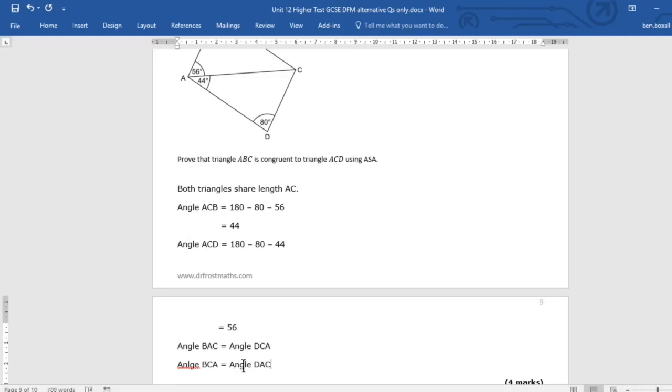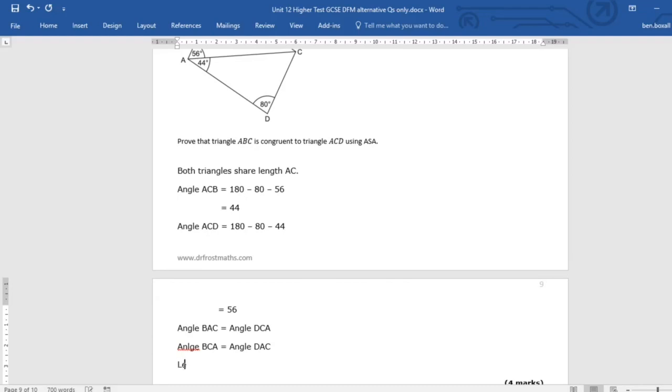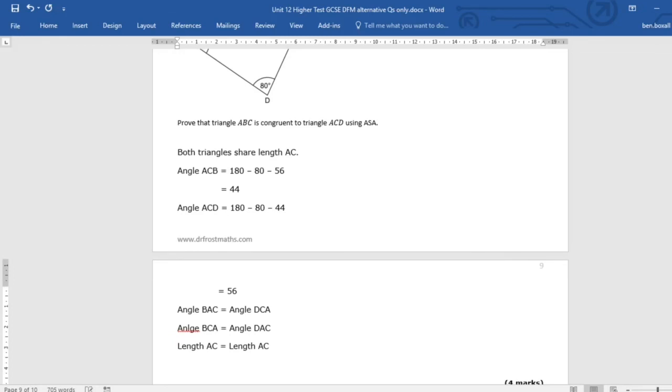So they're the same, and length AC equals length AC. It's a bit of a pointless thing to write. Congruent by ASA. Okay, I've got that. There we go. So that's how you answer that question.